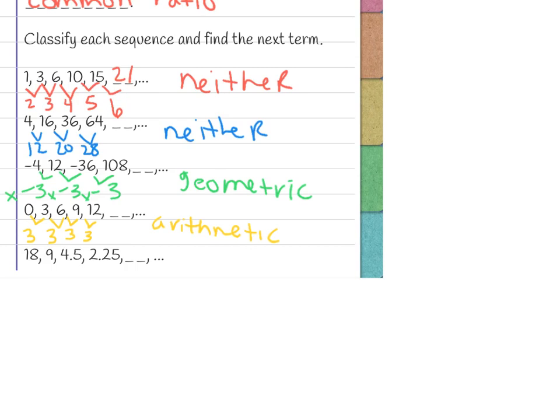So let's go ahead and see if we can maybe divide. So 18 divided by 9, well, that will give me 2. Now I have to see if I divide 9 by 2, if it'll give me 4.5. So if you put on your calculator 9 divided by 2, it does give me 4.5. So that's good. Now 4.5 divided by 2, it gives me 2.25. So that's good. And this we divided, right? So this would be also a geometric sequence.